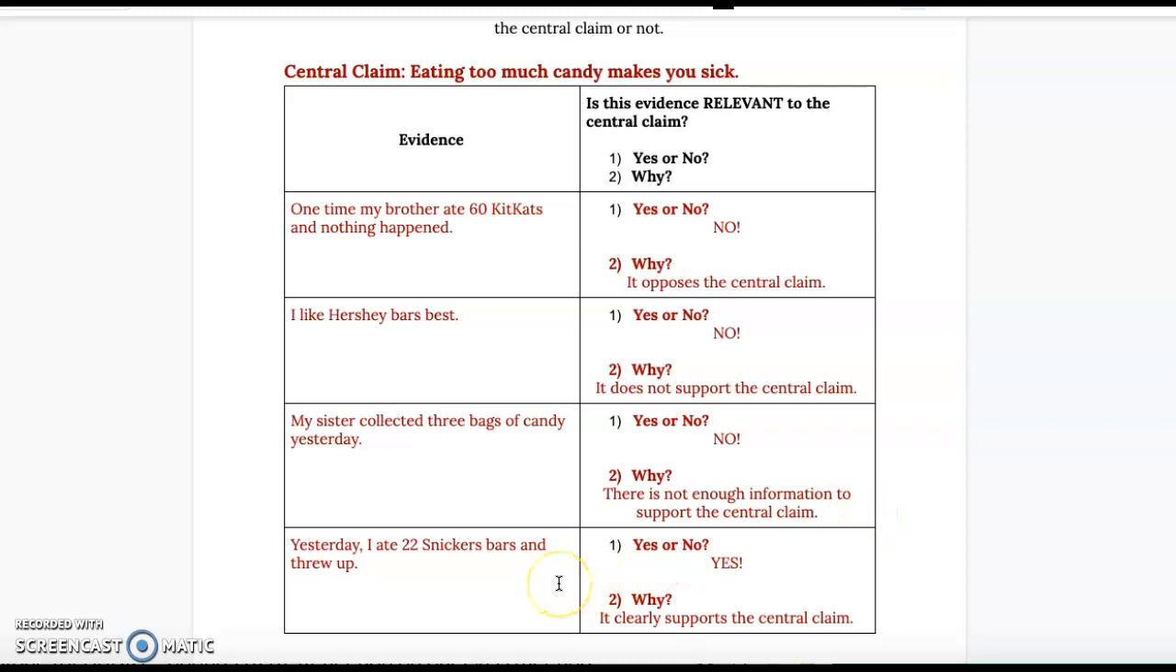But this last one is relevant. Yesterday I ate 22 Snickers bars and threw up, so that's awful, but definitely that is a reason why eating too much candy makes you sick. So it does support it and it proves it. It's a yes. It clearly supports the central claim.